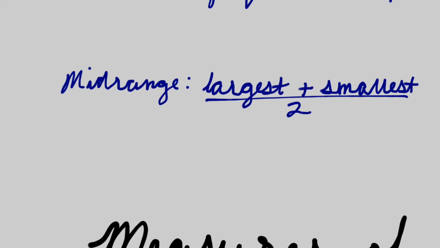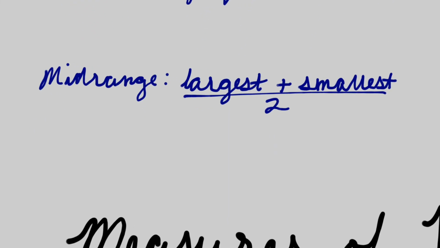And last but not least, there's mid-range. Mid-range is the largest value added to the smallest value and then divided by 2.